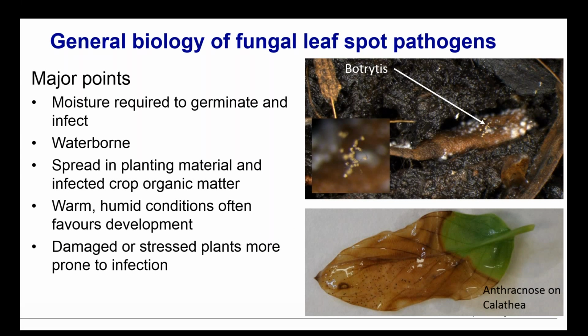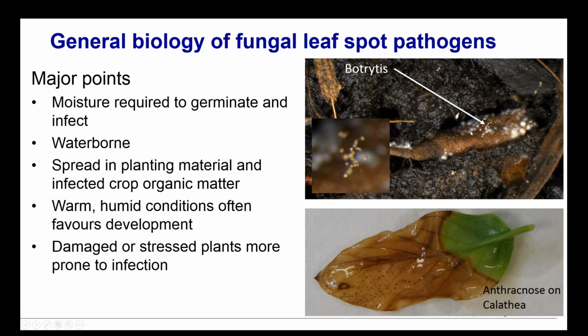Thankfully for us, most leaf spot pathogens have a similar life cycle and also some common threads that manage most fungal leaf spot pathogens. Most fungal leaf spot pathogens require moisture to germinate, whether this be dew or actual leaf wetness, water on the leaves. Oftentimes they are waterborne, and they're spread in planting material and infected crop organic matter.